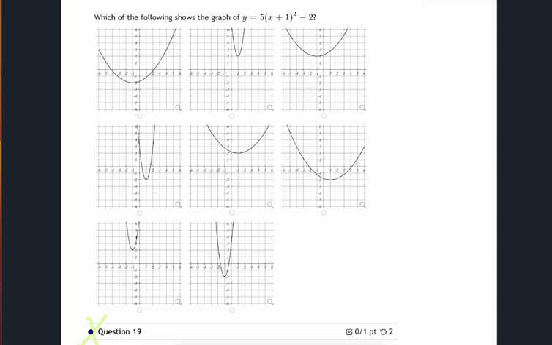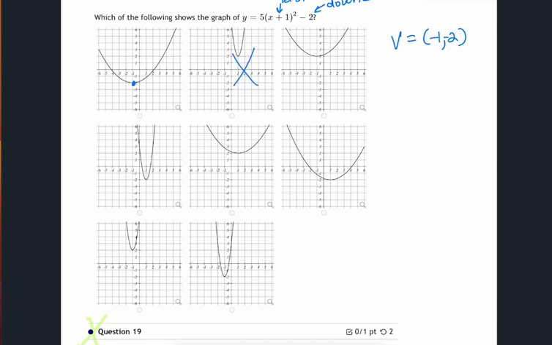For question 18, it says, which of the following shows the graph of 5 times the quantity of x plus 1 squared minus 2? You should recognize that it's a parabola, which they all are. This parabola's vertex has gone left 1 and down 2. So the vertex is now at the point -1, 2. So that's the first thing you want to find. Oh, down 2, I'm sorry, -2. -1, -2. So this vertex is in the right spot.